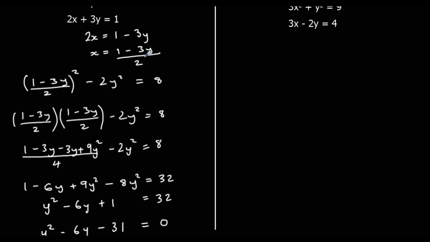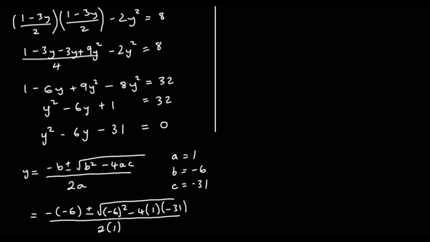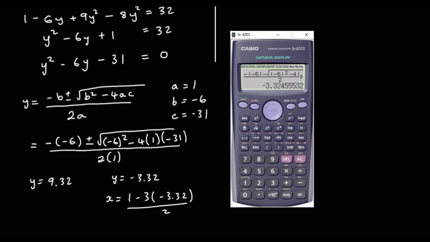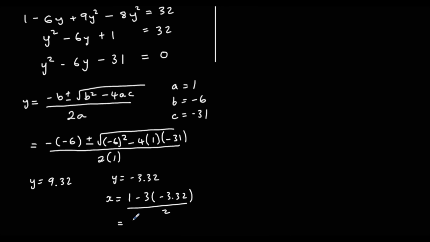X is 1 minus 3y over 2. So x is going to be 1 minus 3 negative 3.32s over 2. So this is my answer at the moment. So 1 minus 3 times answer over 2. And that is 5.49. So x is 5.49. That answer goes with the negative 3.32.